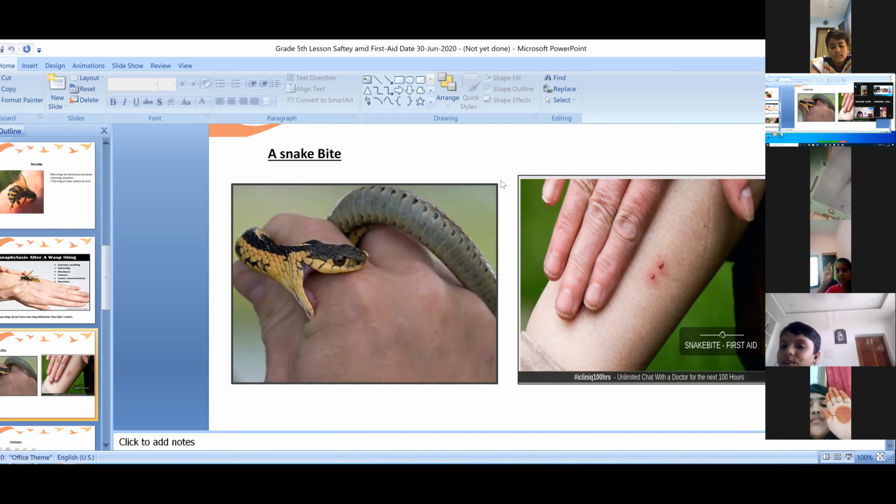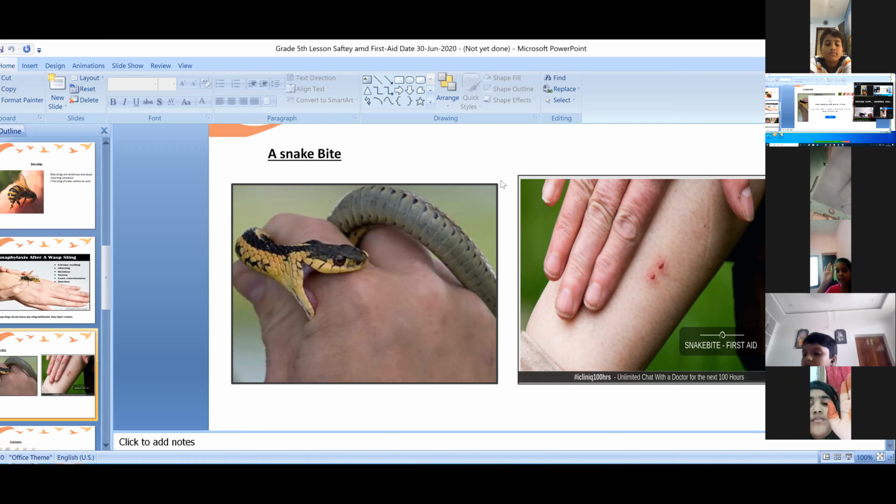Ma'am, what is the meaning of venom, ma'am? It's a poison which is there. Poison. Yes, Sai Vishrut. Ma'am, when a snake bites, the poison will get in, and we should keep a cloth tightly where the snake bites, and we should rush to a doctor. Okay, good.